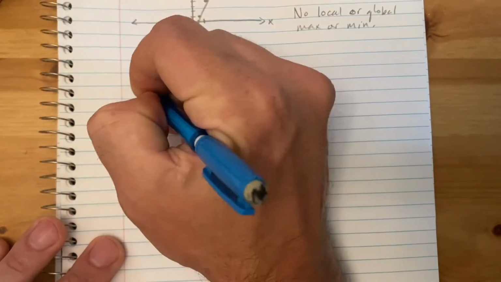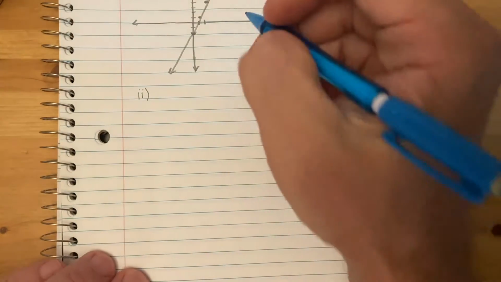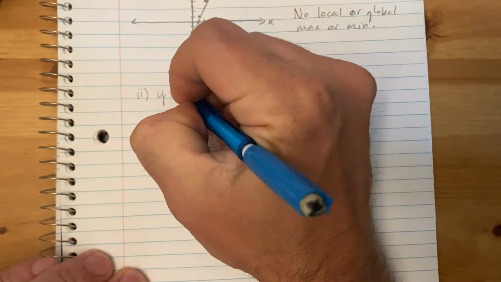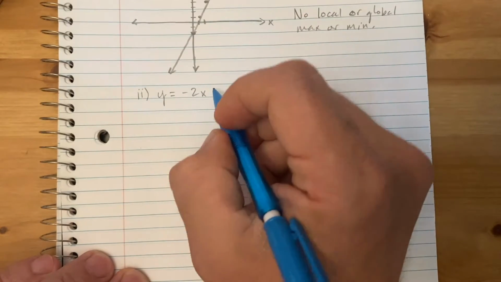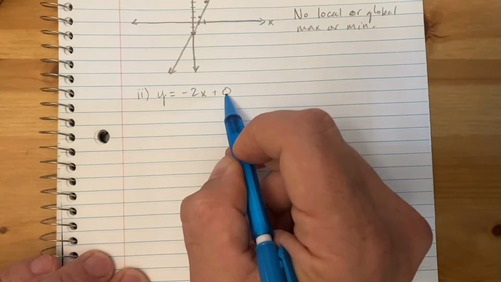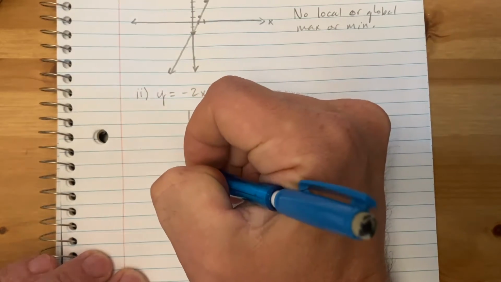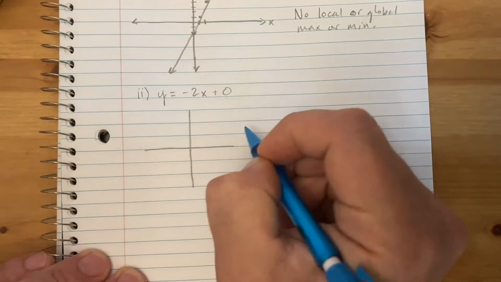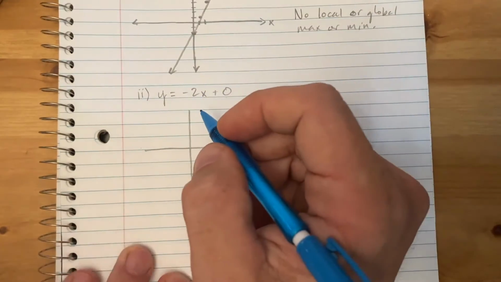All right, the second one is y equals -2x. So same thing. This is just the equation of a line, right? I'll just put a +0 here so that you see that the y-intercept is 0, and it has a slope of -2. I don't need this much space here, and I won't bother labeling anything just for the sake of time.